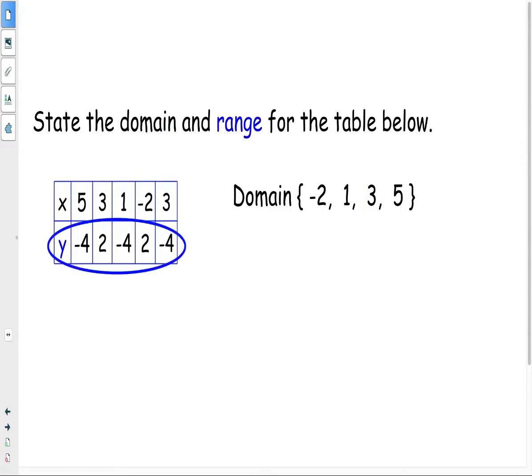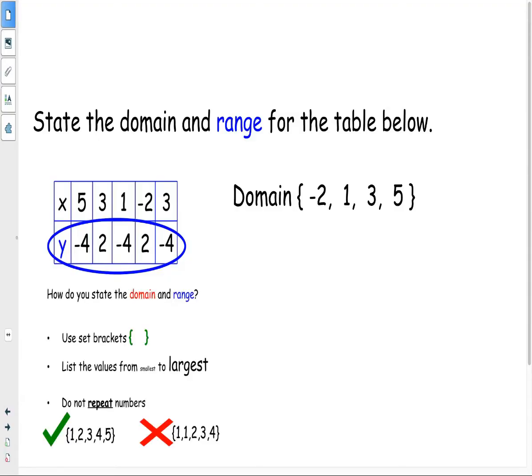So now we're going to take a look at this problem from the point of view of the range. Just like with domain being x values, every time you think range, you should automatically think y value. Range, y value. So going by our rules, the first thing we need is a set of brackets. And then we're going to list our values from smallest to largest. Now notice there were a lot more values inside of my table than made it into my range. I start off with my -4 because that's my smallest value, and then I work up to 2, which is my largest value.